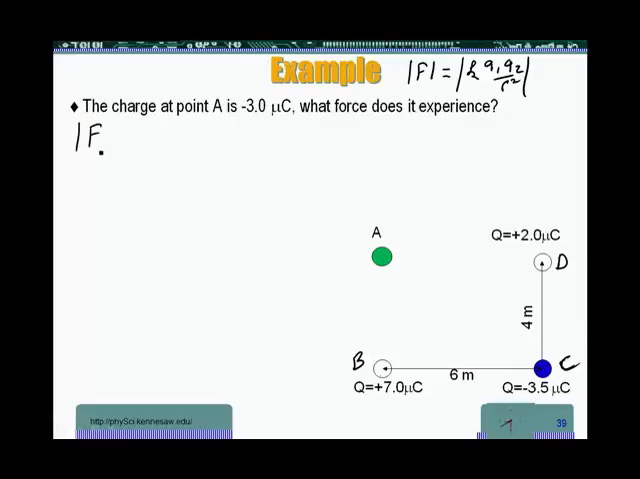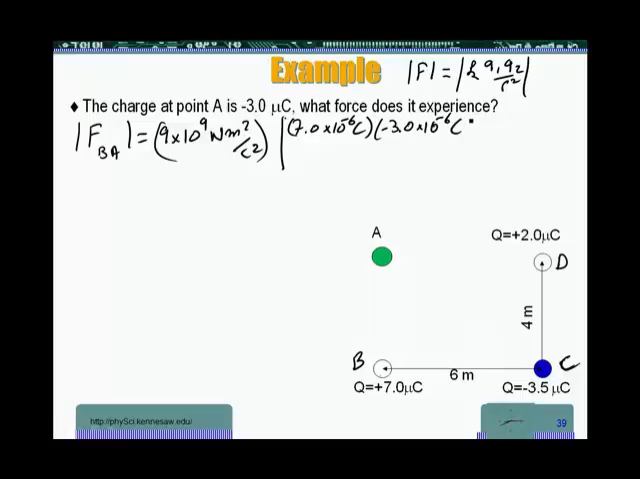So the first force, we are going to calculate the force exerted by B on A. So that's going to be equal to 9×10⁹ Newton meter squared per Coulomb squared times the charge of B, which is in this case, I'm using the absolute value, 7 microcoulombs, that's times the charge of A, which is -3 microcoulombs, over the distance separating them squared, and the distance separating them squared is 4 meters. Okay, it's given that. So over 4 meters squared.